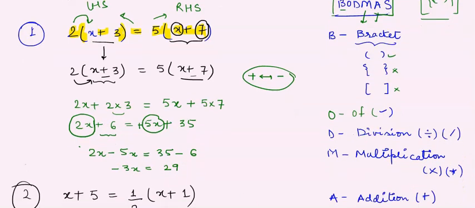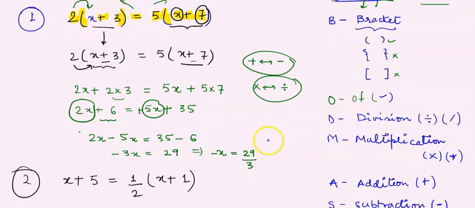Now clearly this is a multiplication, and we know divide is related to multiply, right? So we can write it as minus 3x is equal to 29, so x is equal to 29 divided by minus 3, or x equals 29 by minus 3. This is our answer, right?